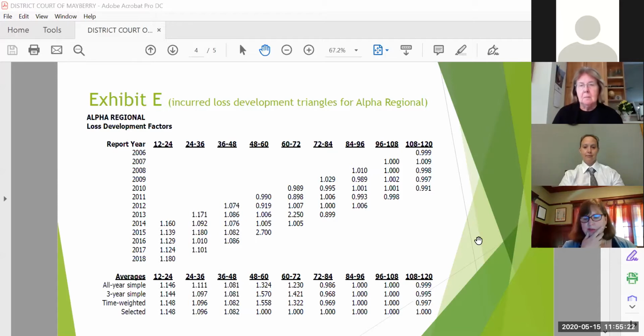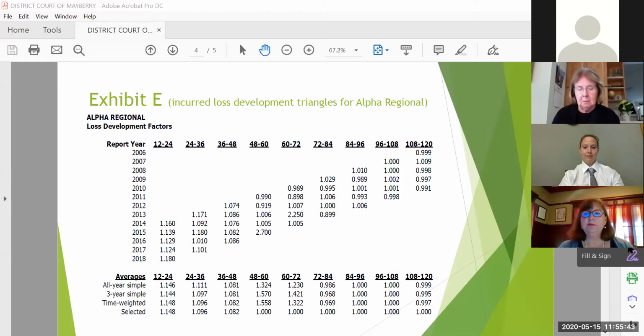I'm trying to recall. Oh, please take your time, Ms. Schrute. Oh, yes. Now I remember. You'll see that one of the historical factors was 2.7. This is clearly what actuaries call a data outlier, so I discounted that abnormally high factor.